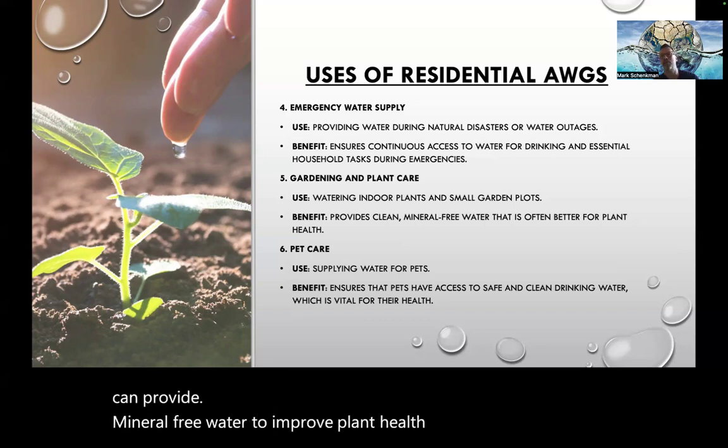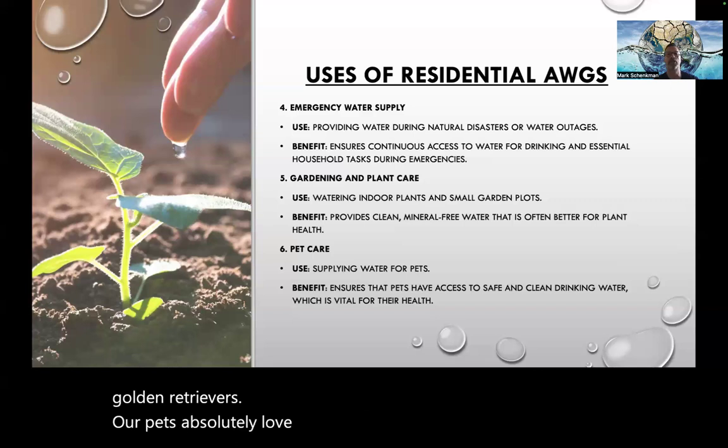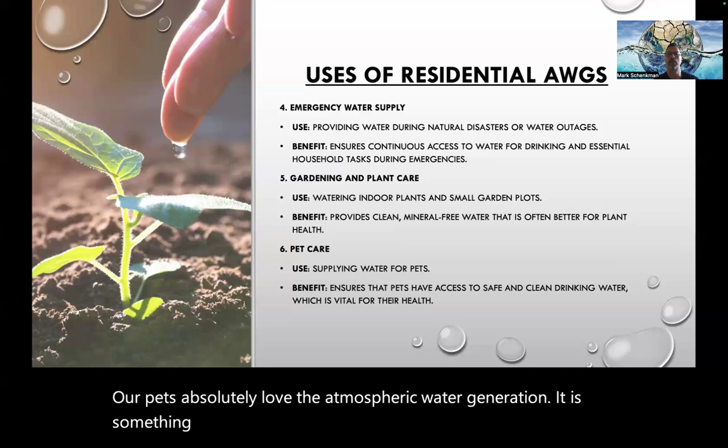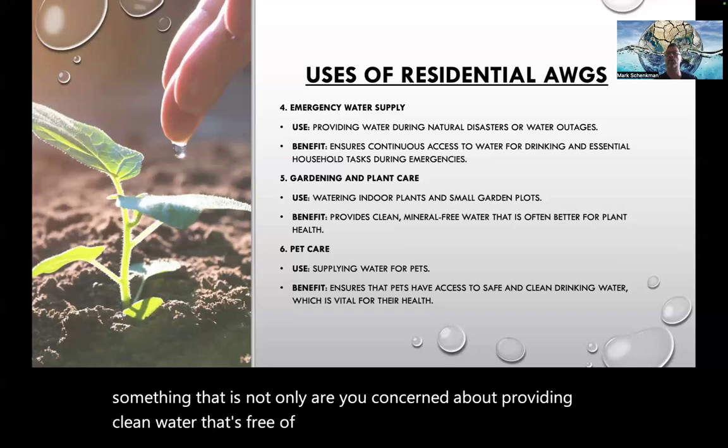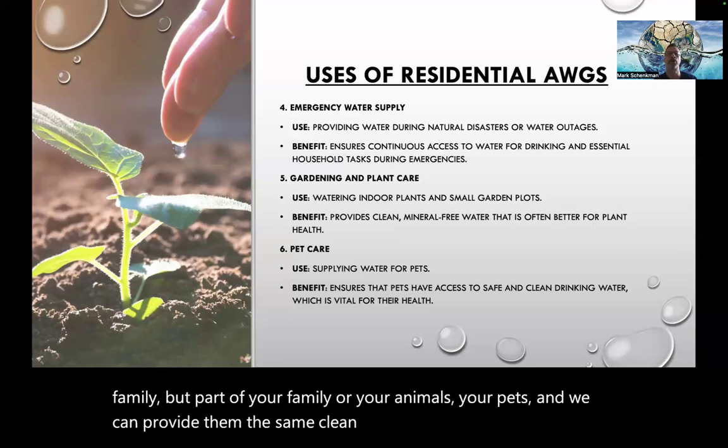Pet care. I myself have 4 golden retrievers. Our pets absolutely love the atmospheric water generation. Not only are you concerned about providing clean water that's free of contaminants and chemicals to your family, but part of your family are your animals, your pets, and we can provide them the same clean, pure water that we provide to our children and to our other family members.